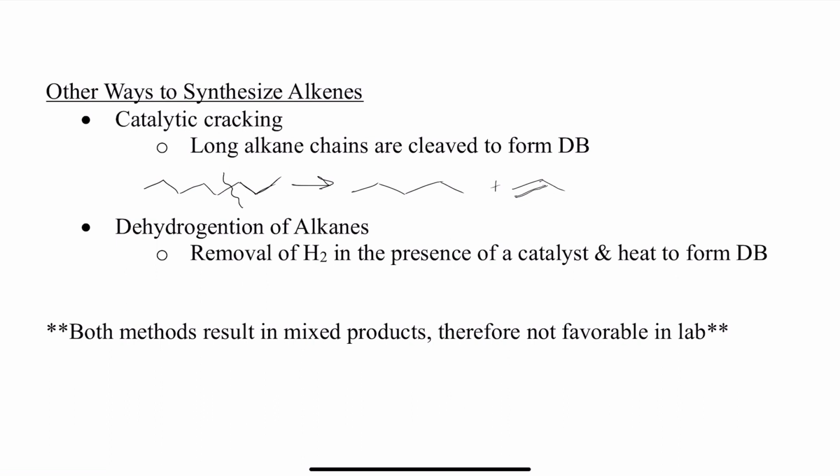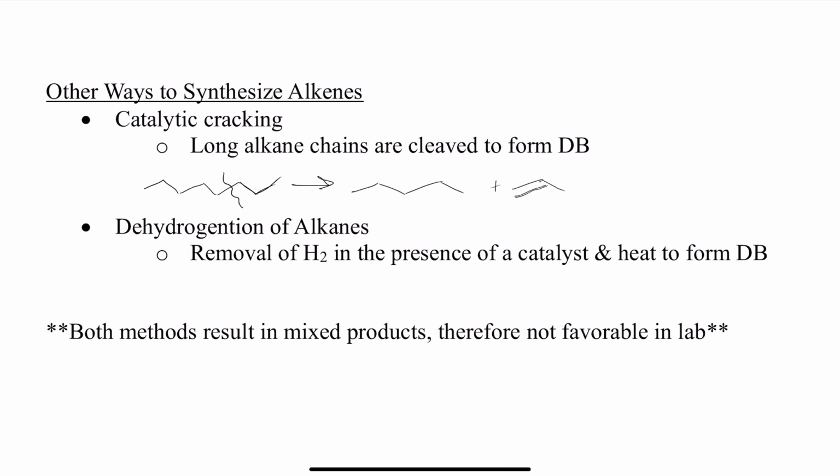Of course, this does need to be done in the presence of heat and a catalyst. However, catalytic cracking is not really a useful or reliable method that we could use in lab because it just creates a grand mixture of products. So it doesn't really create pure alkenes. It has to be separated, and it just goes through this really long process that's not useful for lab.